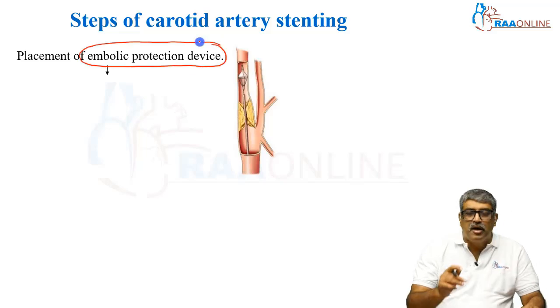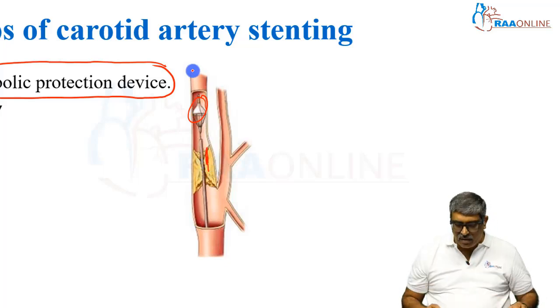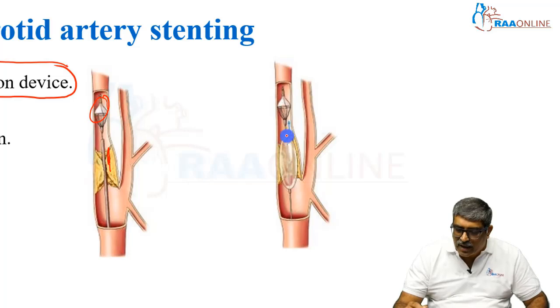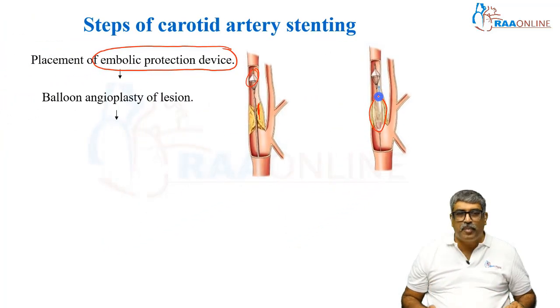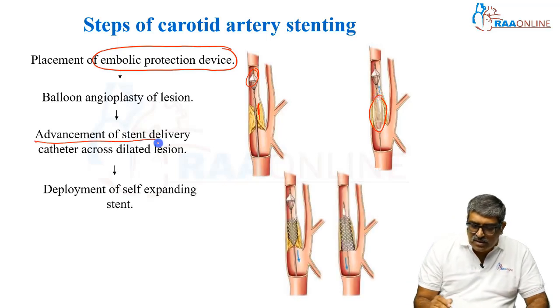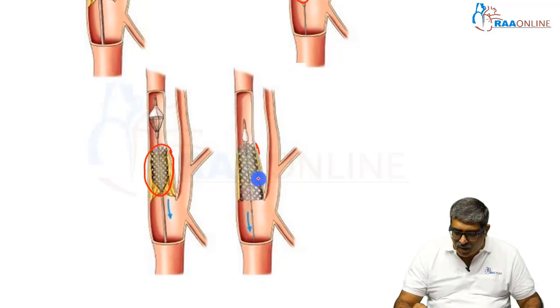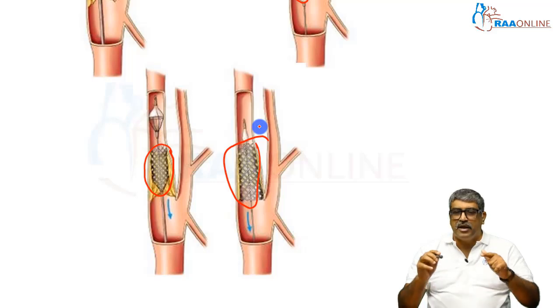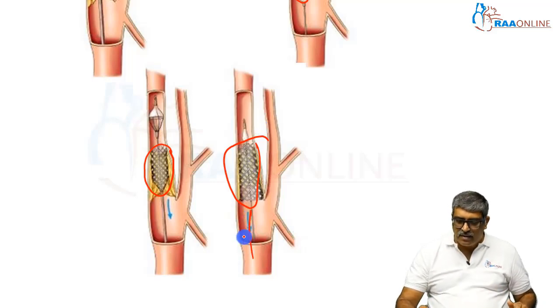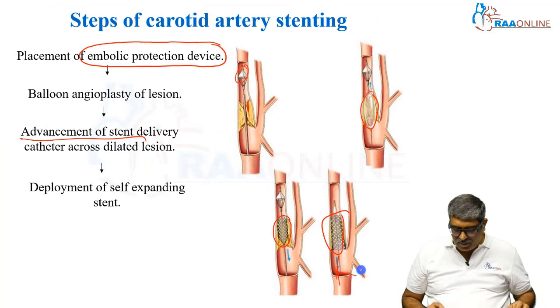Then you place an embolic protection device so that the emboli during the procedure do not go into the cerebral circulation. Balloon angioplasty of the carotid lesion will be done and it will be opened up. Then you advance the stent delivery system across the dilated segment. Deployment of self-expanding stent is the final process. Then you remove the catheter delivery system and the guide wire and the stent will be in place.